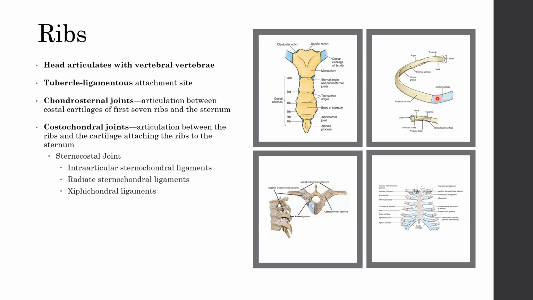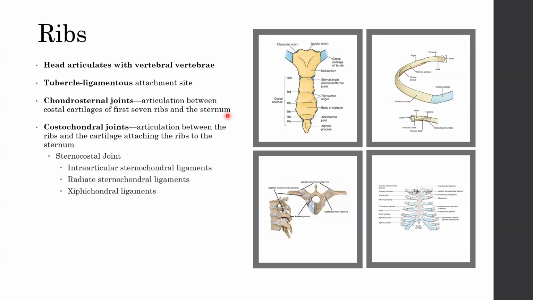So our costochondral joint site is the articulation between the ribs and the cartilage. And our chondrosternal joint site is where the costal cartilages of the first 7 ribs attach to the sternum. That's pretty much all I want you to know.